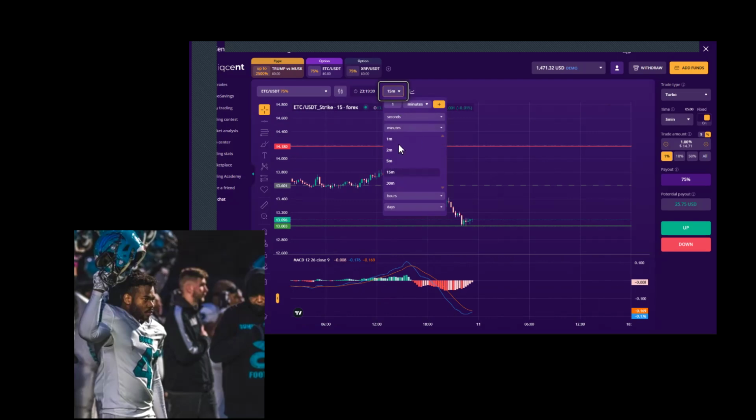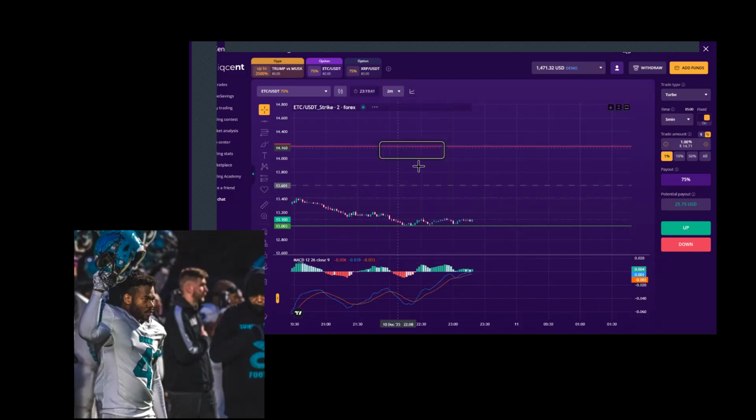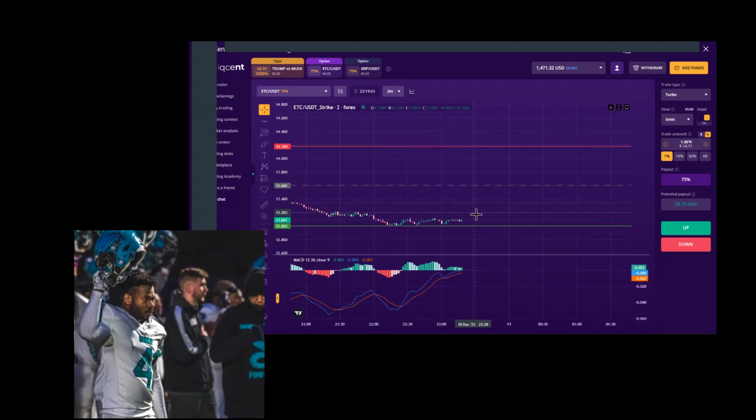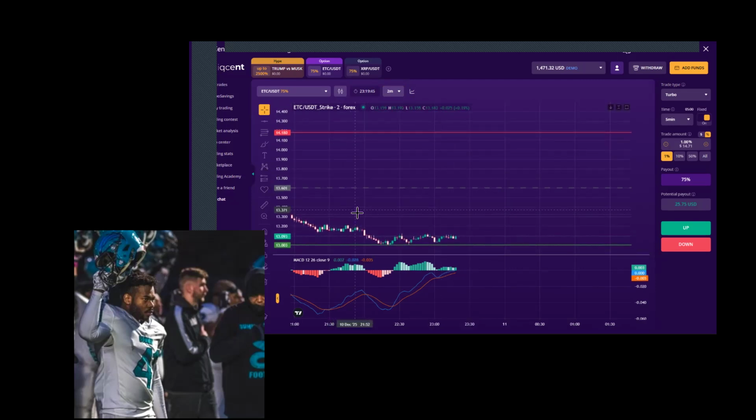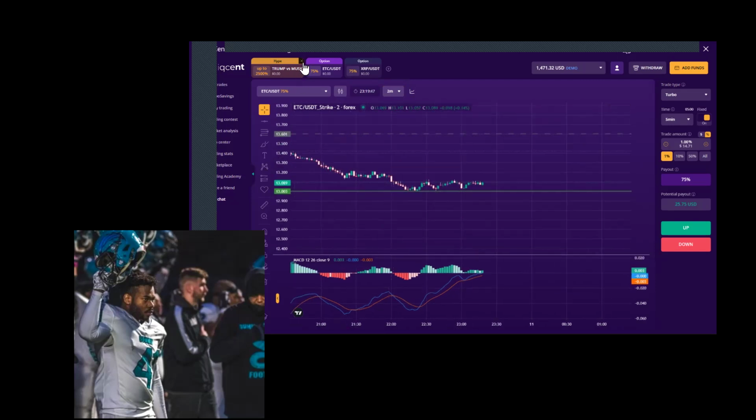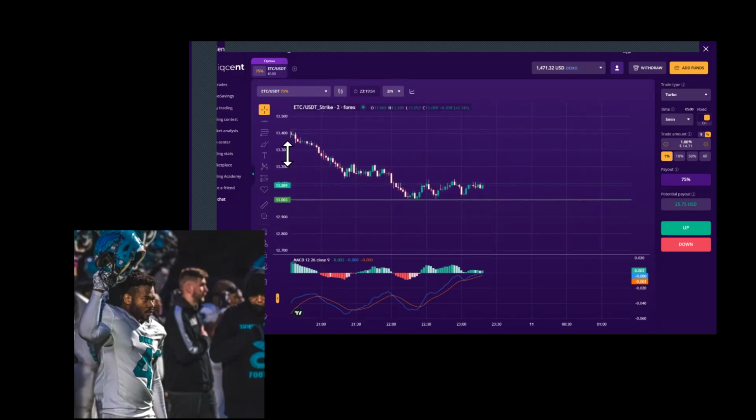So, just waiting. But we have this graph set. We have all of the information, all of the key points set up.